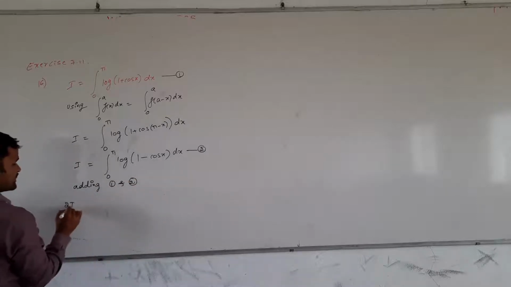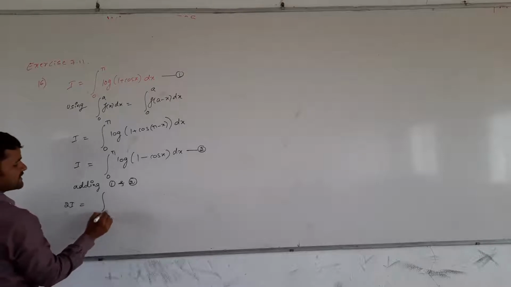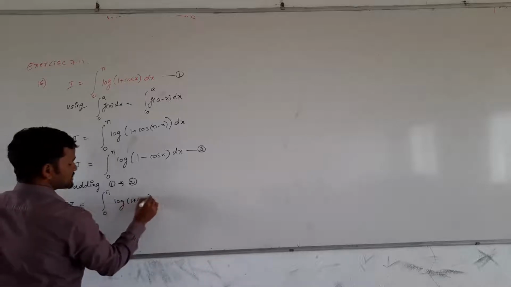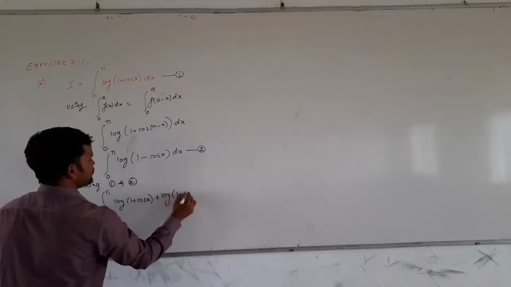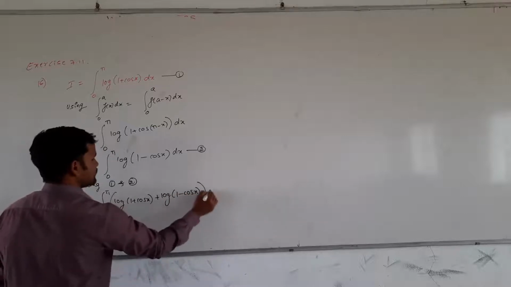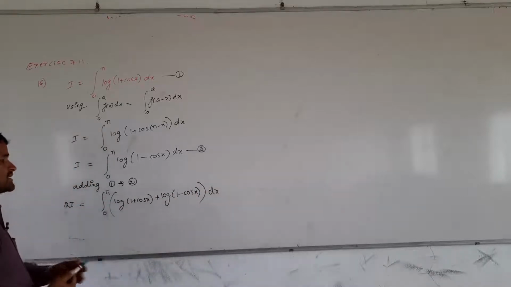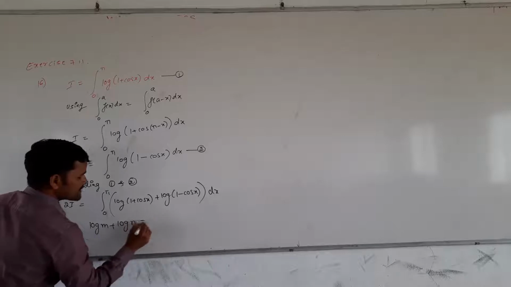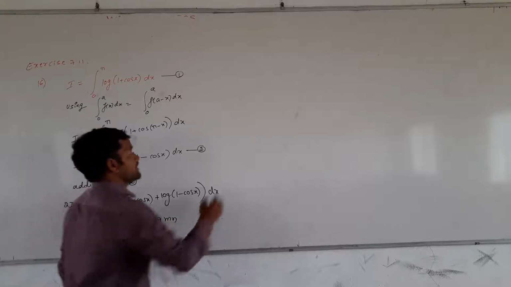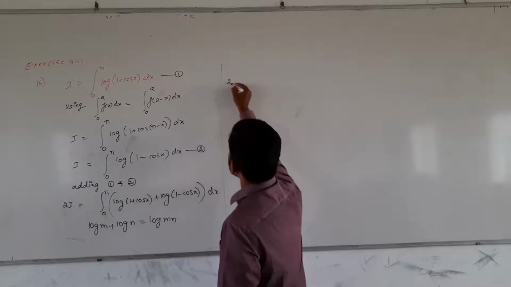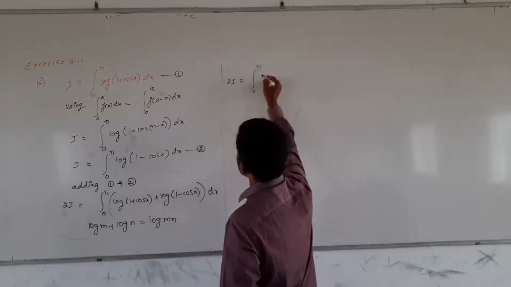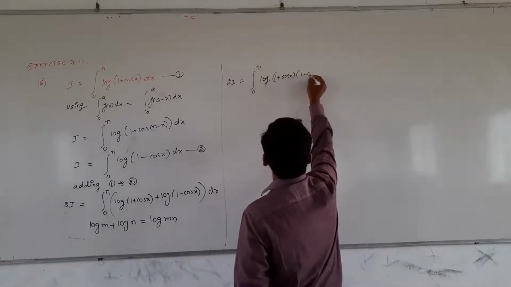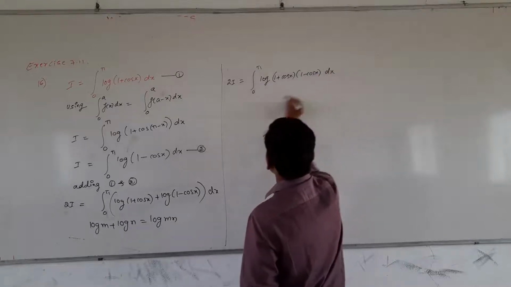Left hand side I have I plus I, 2I, which is equal to right hand side 0 to pi log of 1 plus cos x plus log of 1 minus cos x. Whole integral is with respect to x. See, it is in the form of log m plus log n. Log m plus log n is equal to log of m into n. Yes, 2I is equal to integrating from 0 to pi log of m into n, log of 1 plus cos x into 1 minus cos x into dx.